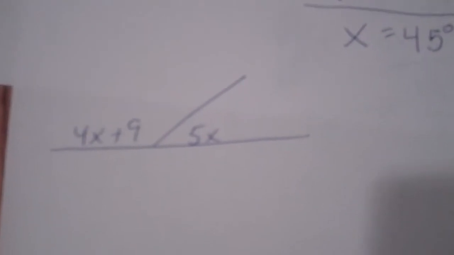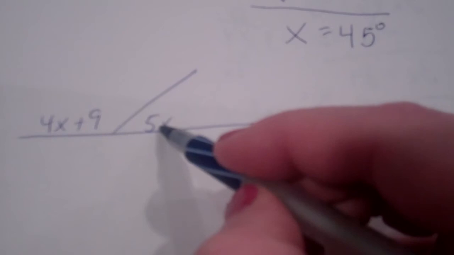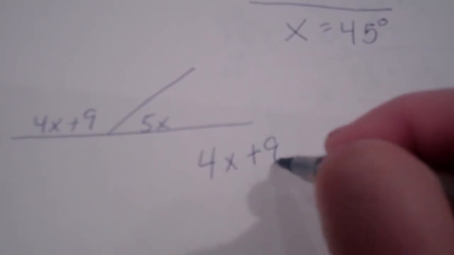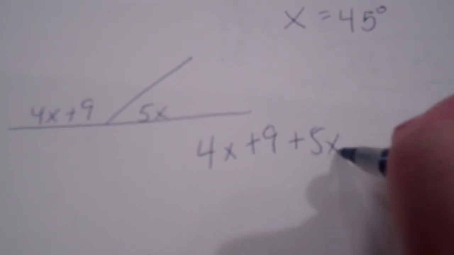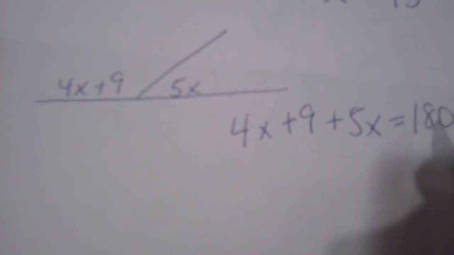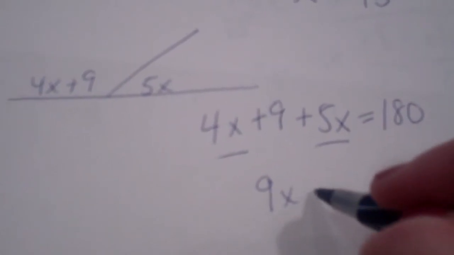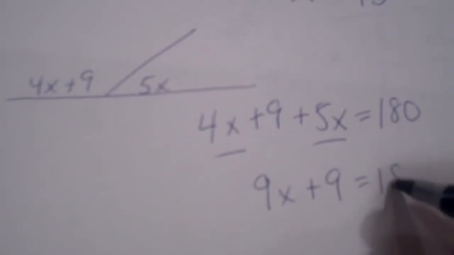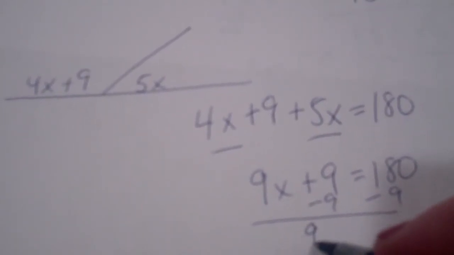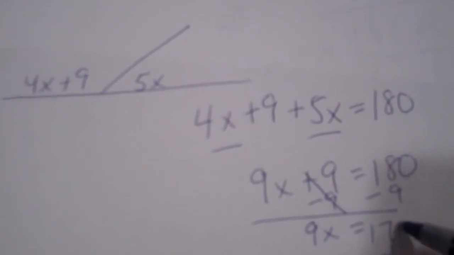One more. In this case, same idea. We have that supplementary pair, straight angle that they form, 4x plus 9 plus 5x. We know that is 180. Combining our like terms, 9x plus 9 is 180. Working towards isolating that variable, 9x will equal 171.